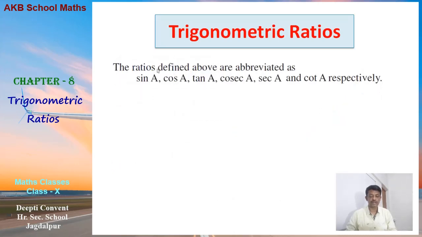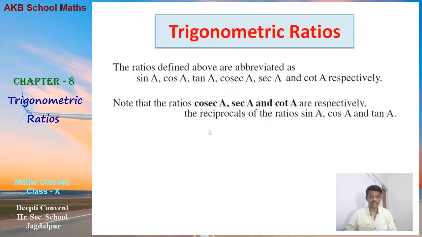All the ratios are shortly denoted by sin A, cos A, cosine as cos, tangent as tan, cosecant as cosec, secant as sec A, cotangent as cot A. So we are denoting this. And the ratios cosec, sec and cot are reciprocals of the before three, sin, cos and tan A. Remember it, because reciprocal means inverse.